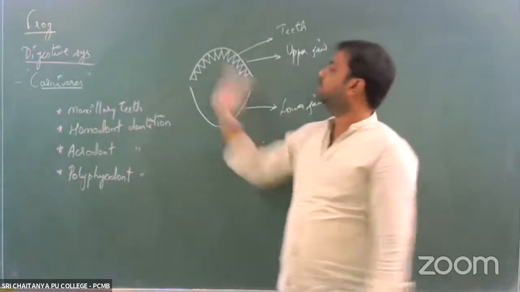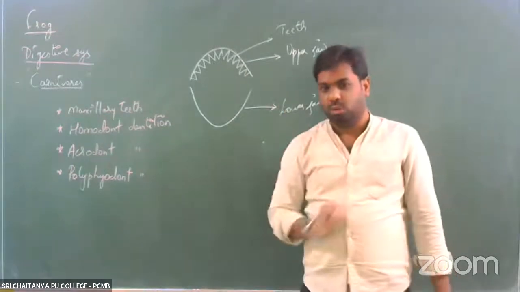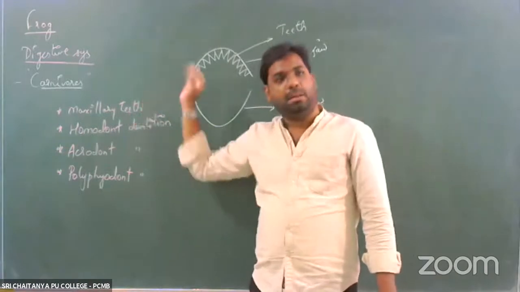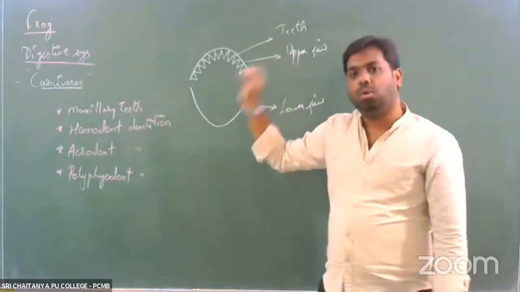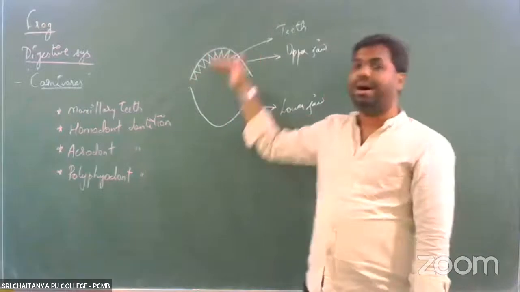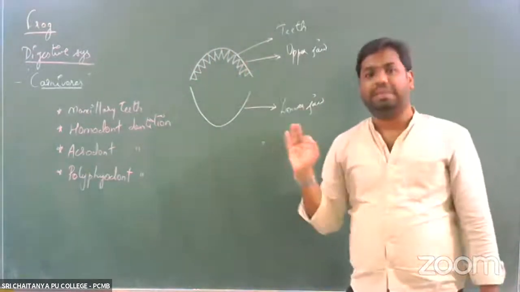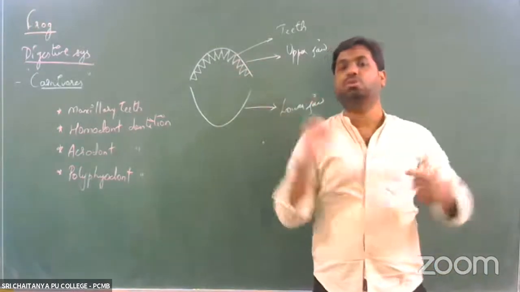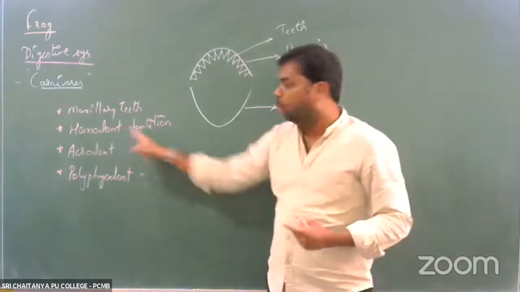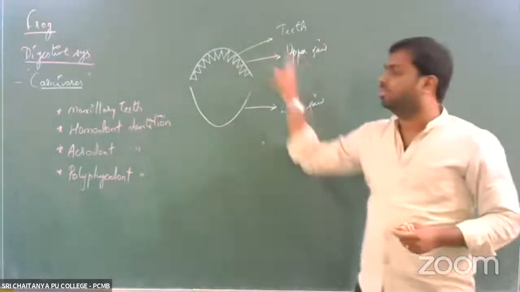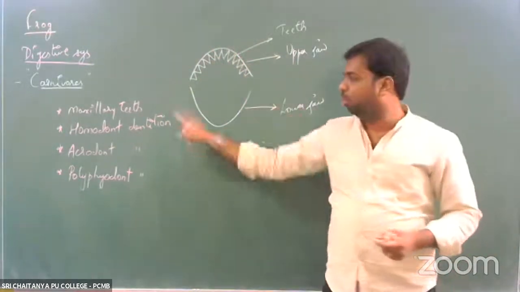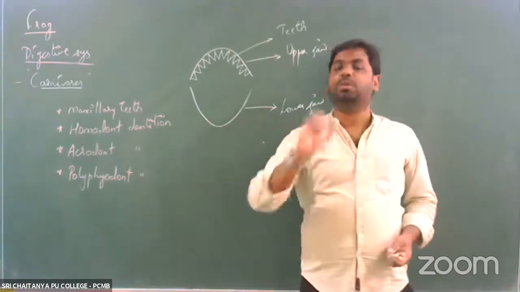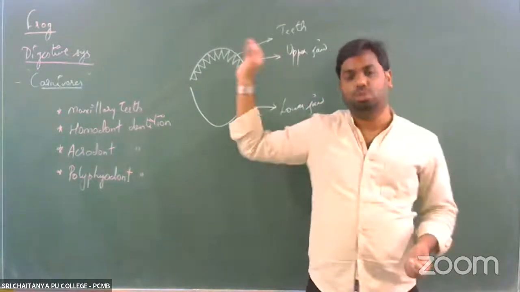Right? So whenever we talk about teeth in frogs, these four things you need to remember. Number 1, maxillary teeth. Why do we call it maxillary teeth? Because the teeth are limited only to the maxilla, that is the upper jaw. The lower jaw does not have teeth. Since teeth are not present in the lower jaw, teeth are not involved in chewing the food. Second, homodont dentition. All the teeth are of the same type and shape.